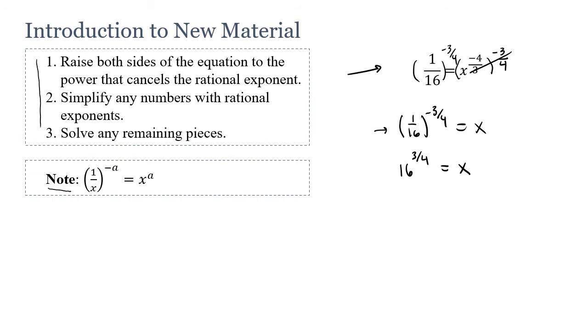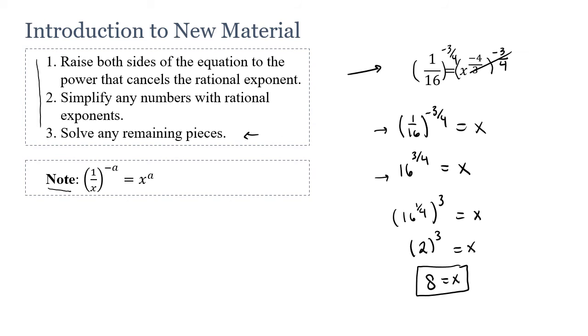Alright, now we're on to step 3. Solve any remaining pieces. I'm sorry, we're still on step 2. We need to finish simplifying this. So this means that we have 16 to the 1/4, and that is cubed. So what's 16 to 1/4? What's the 4th root of 16? Well, you can put that in your calculator and you'll get that it equals 2. So now we do 2 cubed and we get 8. So my final answer here is actually 8. We didn't actually have to get to step 3 in this problem.